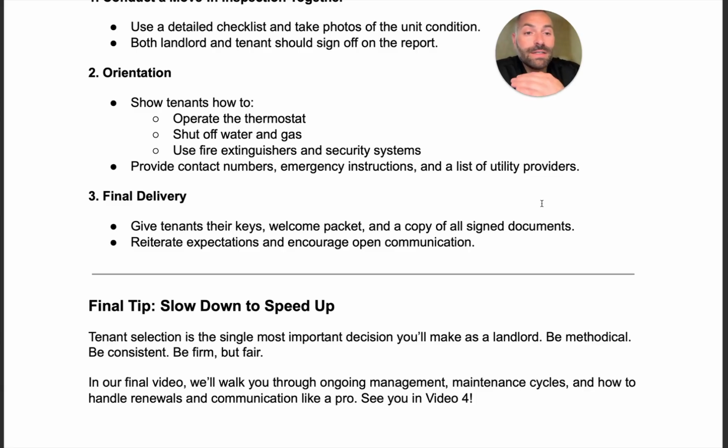The final delivery can be done after all this is said and done. Give them their keys, record how many keys you had, welcome packet, and a copy of all documents. These can be done electronically, and then reiterate the expectations. That's it. After that, it's their house. You do not have the right to go in, and again in Pennsylvania, within 24 hours notice, unless there is an emergency or threat to property and life.